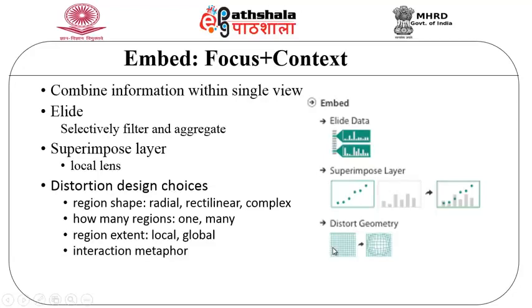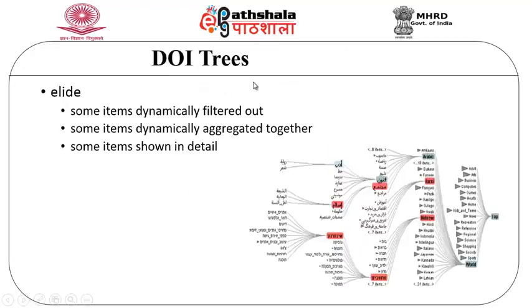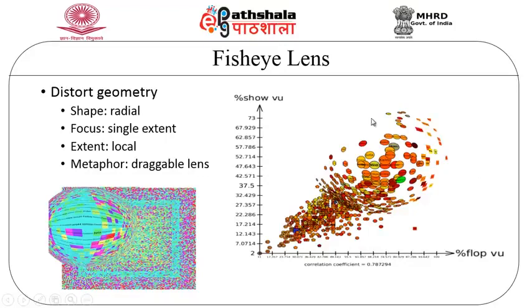and we try to represent the interaction metaphor also. So this is a DOI tree which is represented here, wherein some items are being dynamically filtered out and some items are being dynamically aggregated together, whereas some other items are shown in detail. So this is an example of a DOI tree. This is an example of a fisheye lens. If you look at the fisheye lens, it shows the entire object using distortion geometry basically.